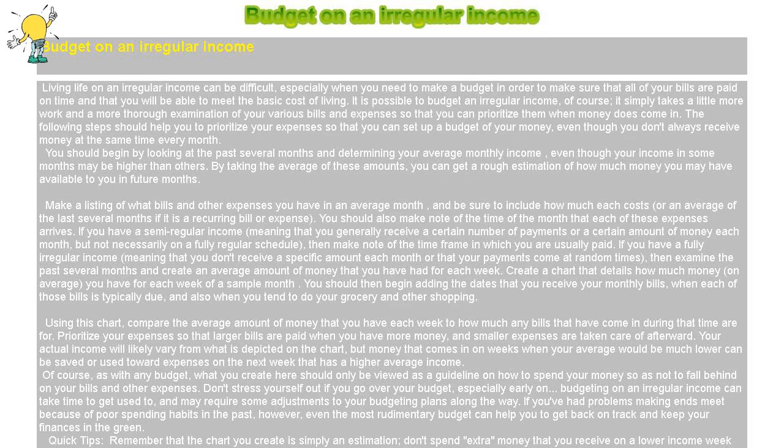Budget on an irregular income. Living life on an irregular income can be difficult, especially when you need to make a budget in order to make sure that all of your bills are paid on time and that you will be able to meet the basic cost of living. It is possible to budget an irregular income.